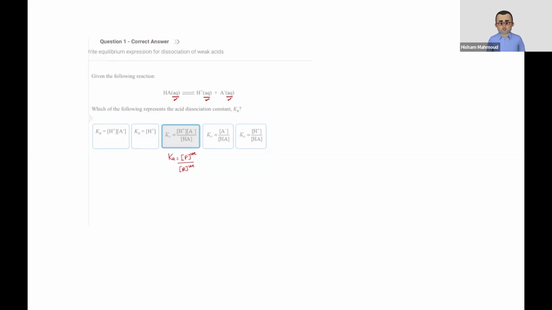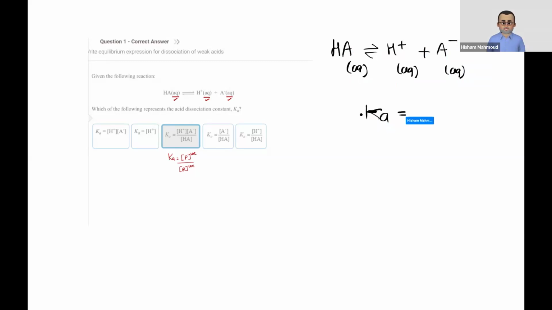On this question, I have a weak acid, which is HA, and it breaks down into two things: the positive ion, which is the proton, H+, and the negative ion, or the A-, which we call the conjugate base. So this is an aqueous acid, breaks down into protons and A-, and he's trying to find the Ka for this solution, or the acid dissociation constant.